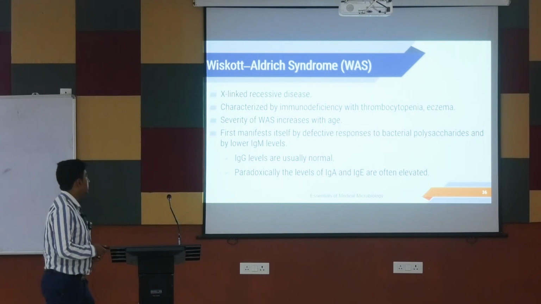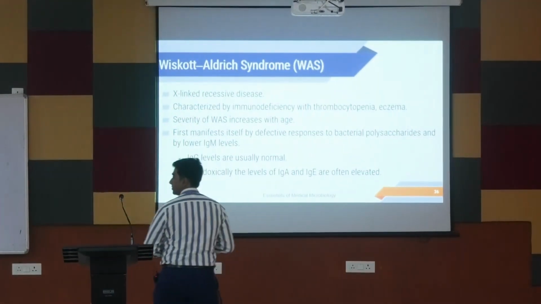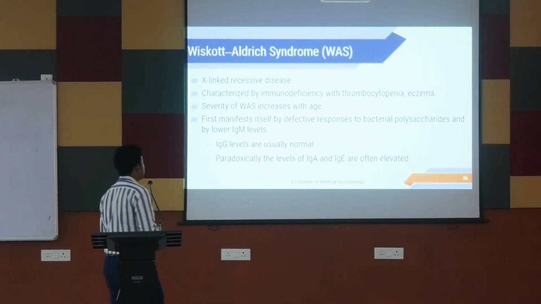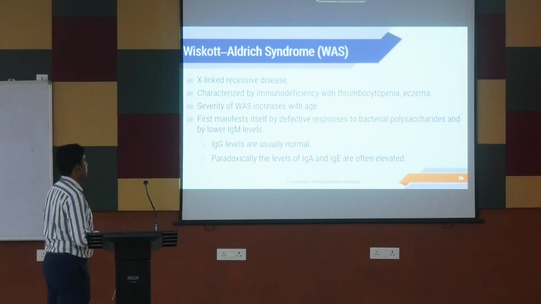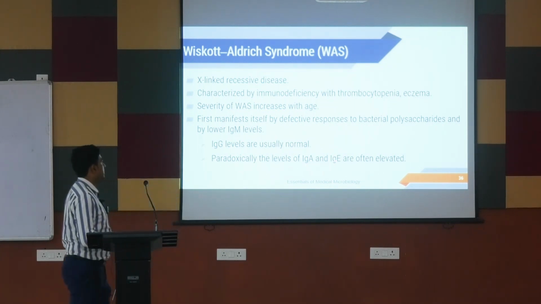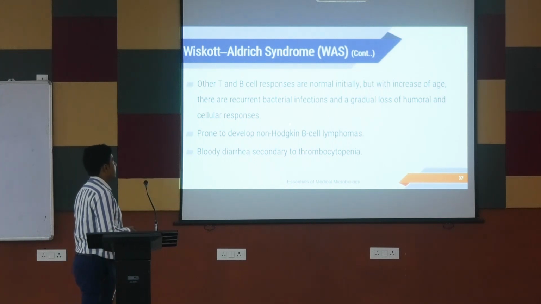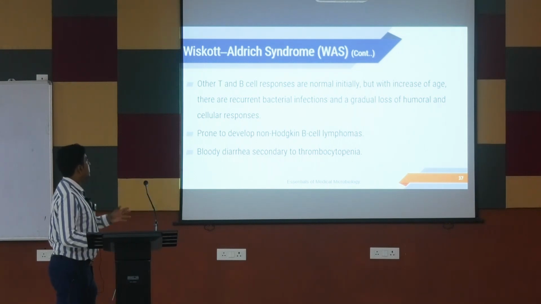The Wiskott-Aldrich syndrome, a short note comes, X-linked recessive disease characterized by immunodeficiency with thrombocytopenia, eczema. Severity of this increases with age. The first manifests itself by defective responses to bacterial polysaccharides and lower IgM levels. Immunoglobulin G levels are usually normal. Paradoxically, the levels of IgA and IgE are often elevated. Other B and T cell responses are normal initially but decrease with age, and there are recurrent bacterial infections and a gradual loss of both humoral and cellular responses. This is prone to develop non-Hodgkin's B-cell lymphomas.